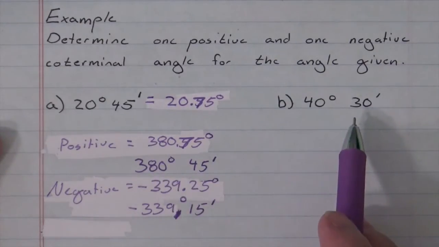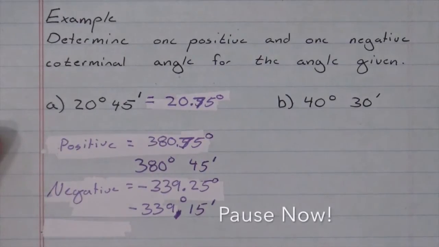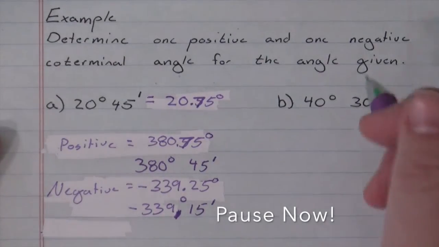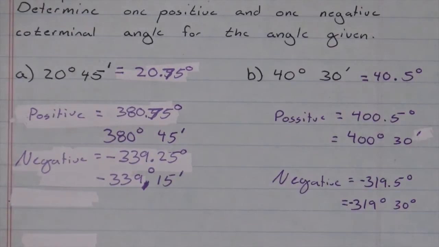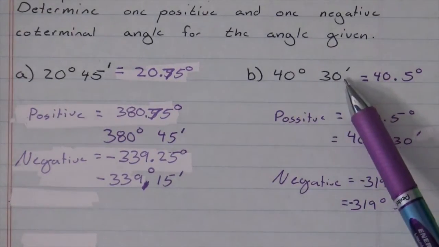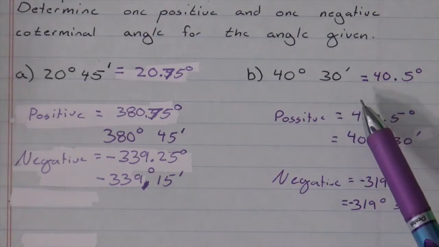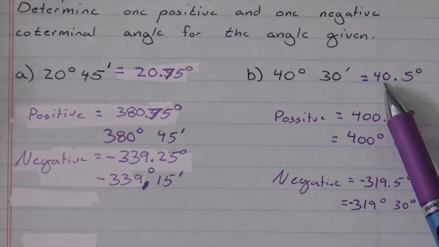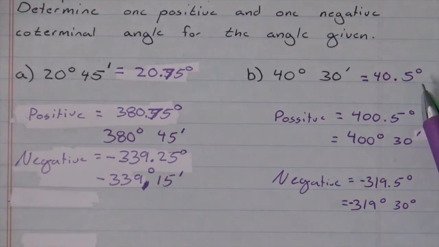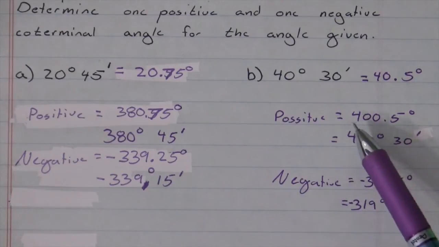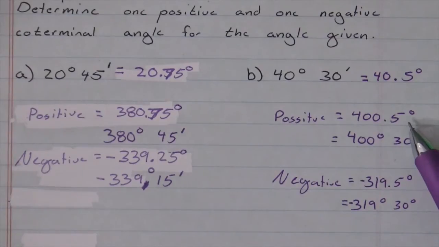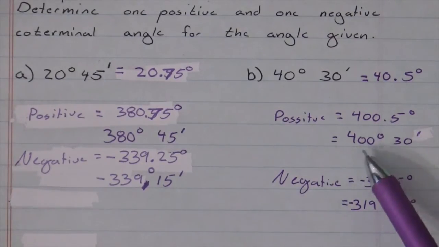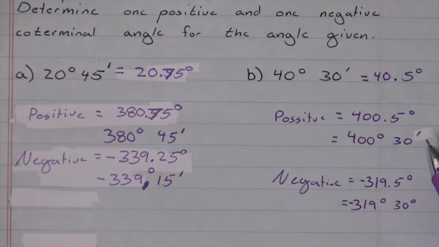So try this one on your own. Alright, for this problem, we're going to take the 40 degrees and 30 minutes and convert it all into degree format. It becomes 40.5 degrees. From there we add the 360 to find our positive angle, and we get 400.5 degrees. We convert it back into minutes, and we get 400 degrees and 30 minutes.